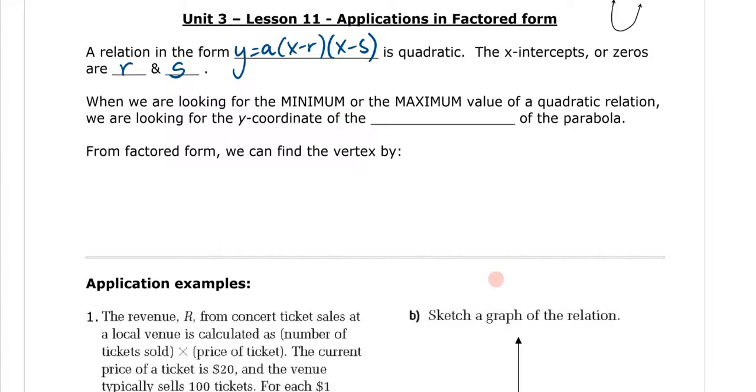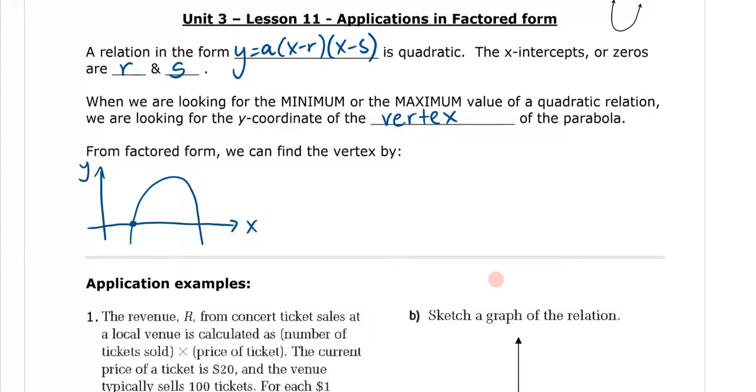So when we are looking for the minimum or maximum value of a quadratic relation, we are looking for the y-coordinate of the vertex of the parabola. Okay? And we can use the factored form to find the vertex. So if you visually look at what does the factored form represent? If I drew a coordinate axes, x and y, well, I have a parabola. Let's draw a parabola like this.